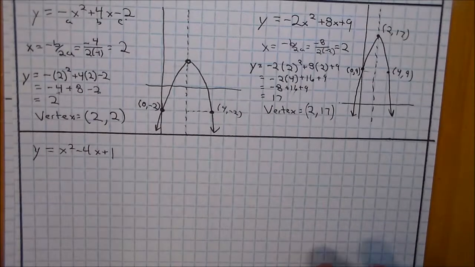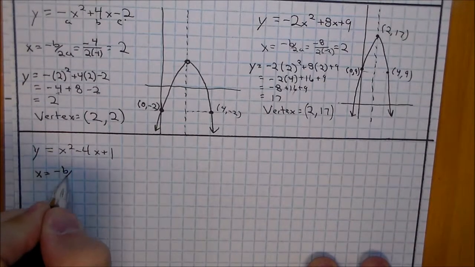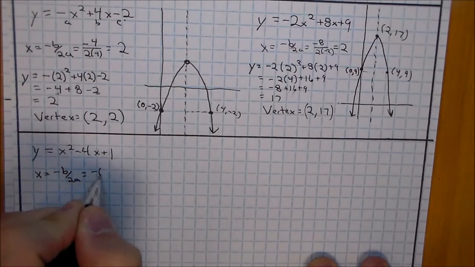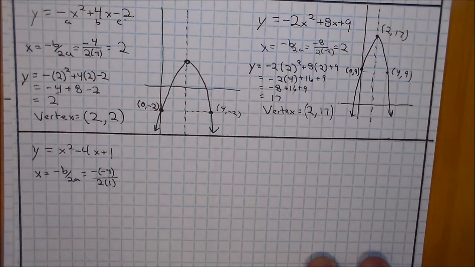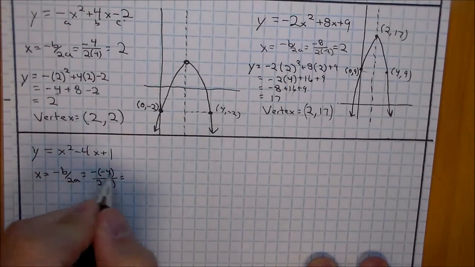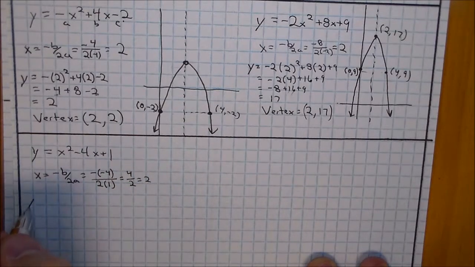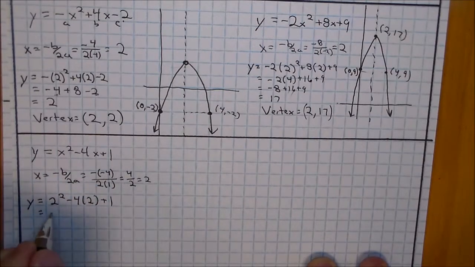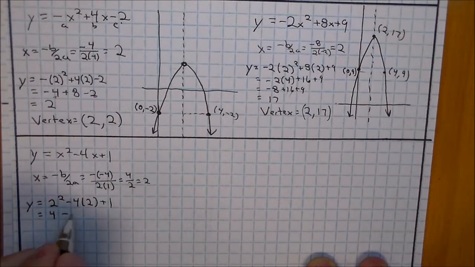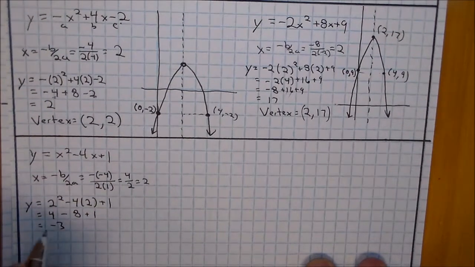Next, we have y equals x squared minus 4x plus 1. X equals negative b over 2a. So that's negative negative 4 over 2 times a 1. If it's just x squared, it's a 1. So positive 4 on top, 2 on the bottom, so it's a 2. We substitute that into our equation. We have 2 squared minus 4 times 2 plus 1. That is 4 minus 8 plus 1. Looks like we get a negative 3.